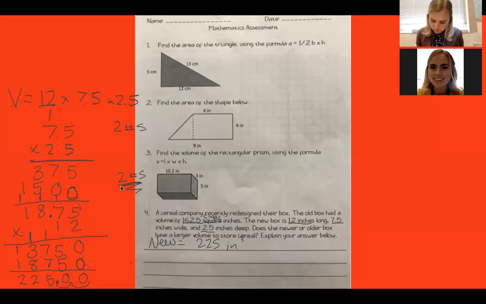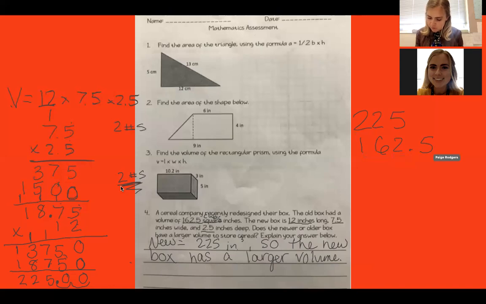So the new box has a larger volume. Let's see how much larger. The new one is 225. The old one was 162.5. So let's subtract 162.5 from 225.